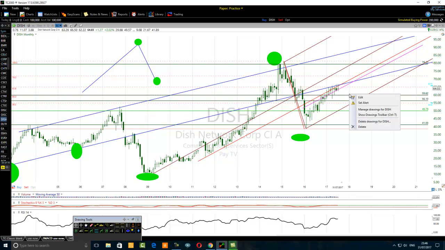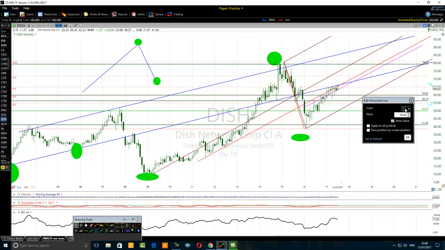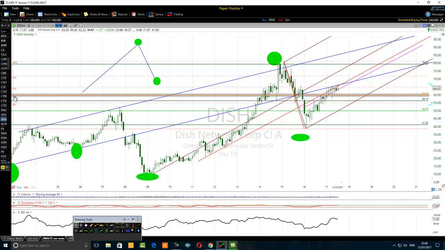I'm going to color that 50% orange on my chart. You see that's the orange horizontal line. That's the 50% Fibonacci retracement level of that pullback.